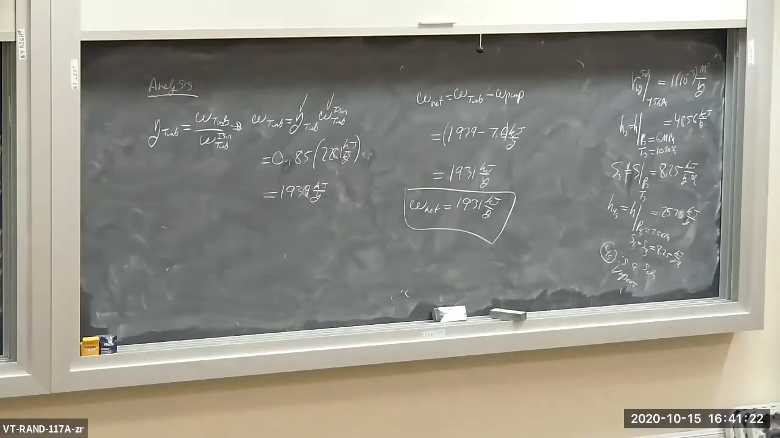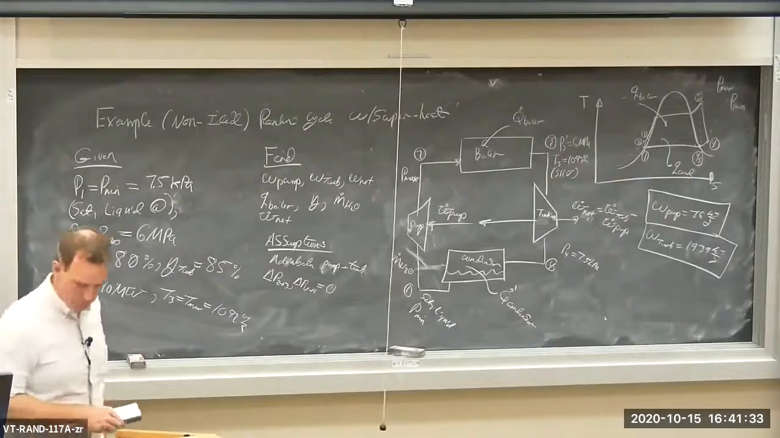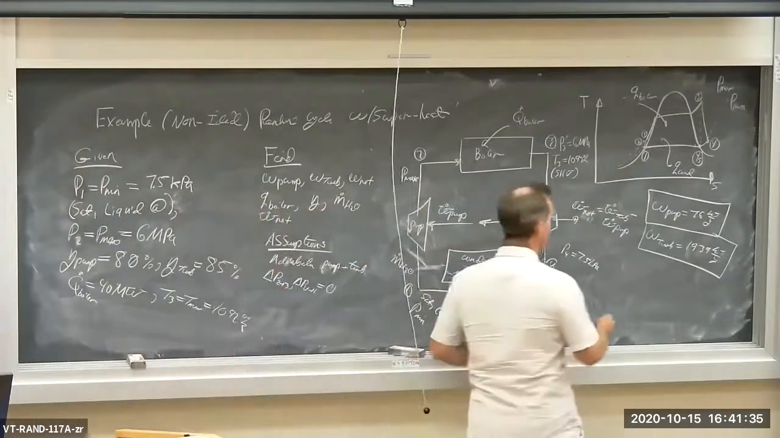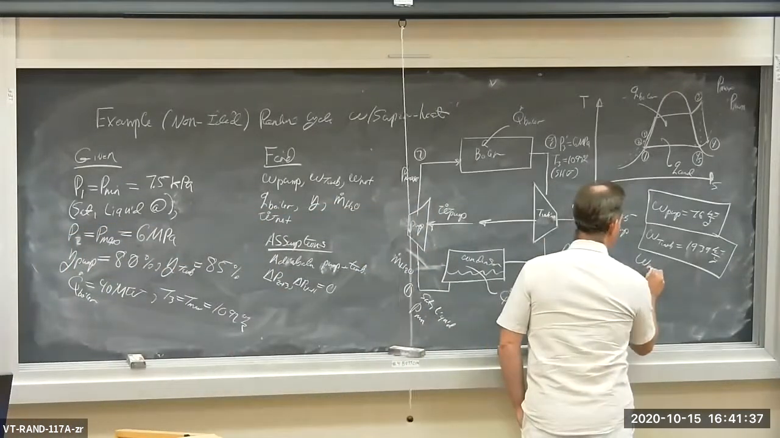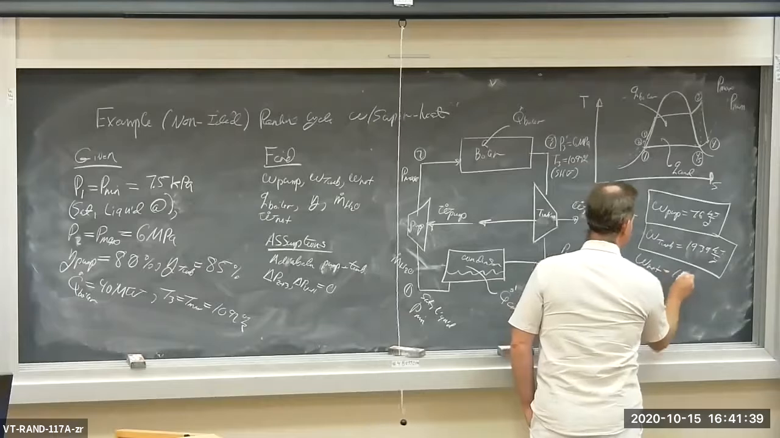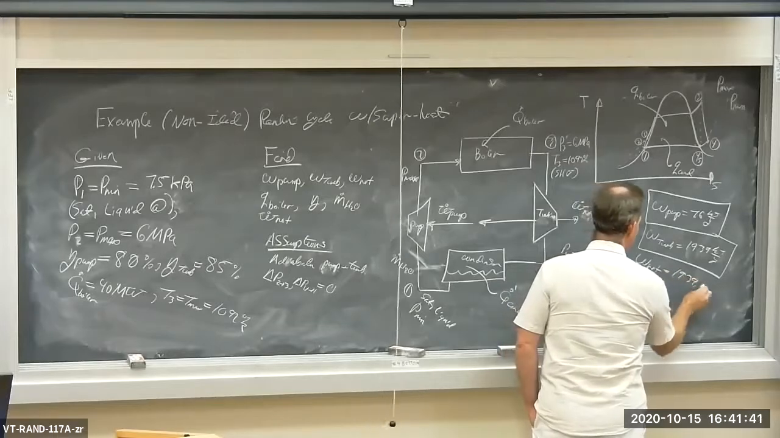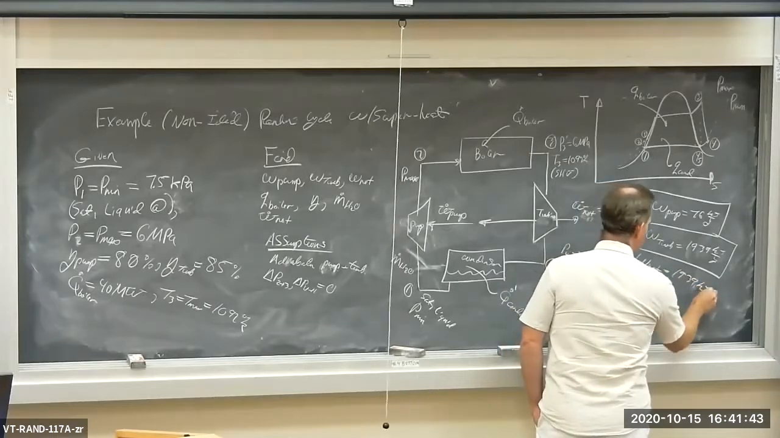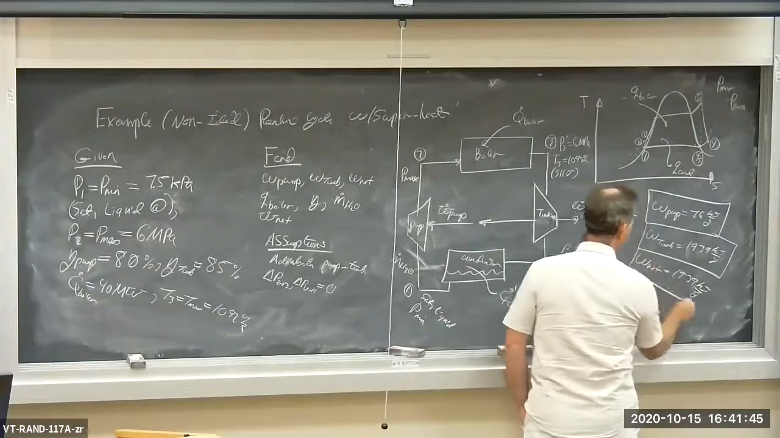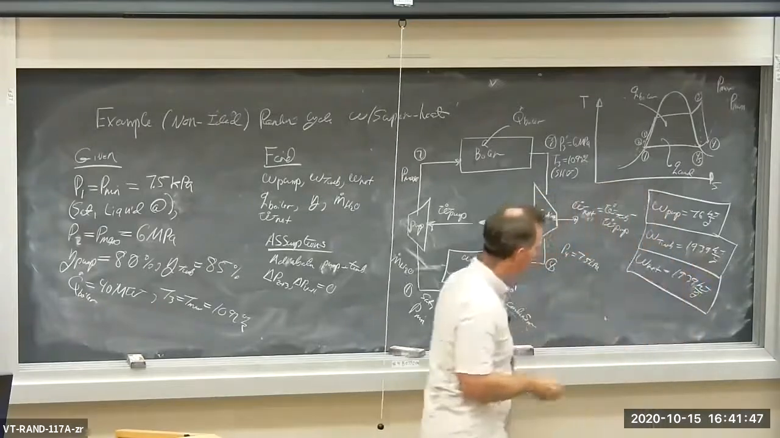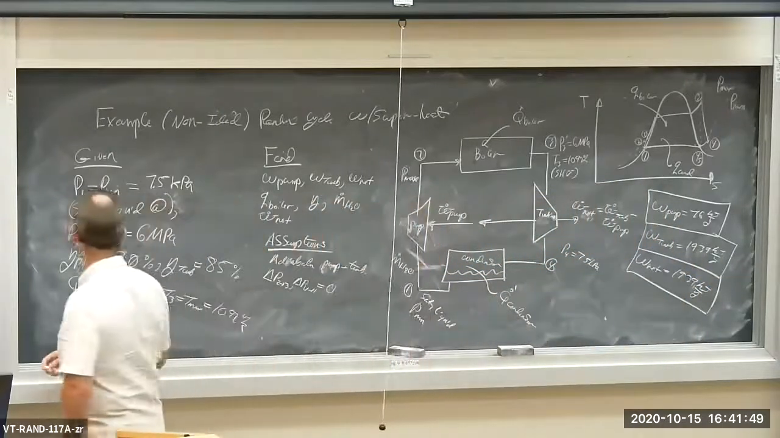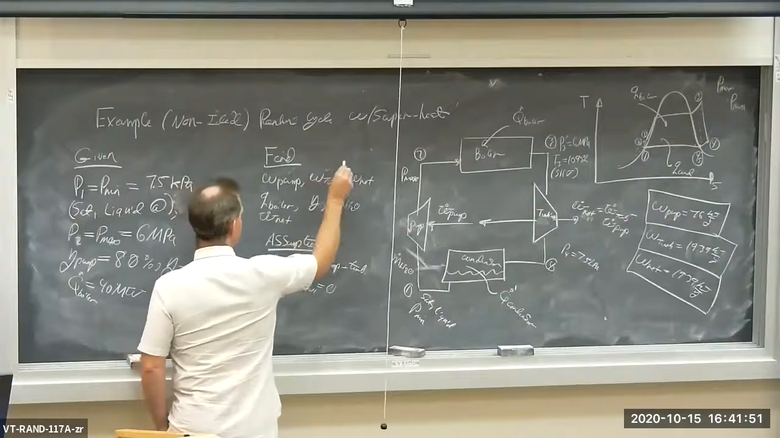1939.1. W net equals 1939 kilojoules per kilogram. Okay, so that's that. Check, check, check.